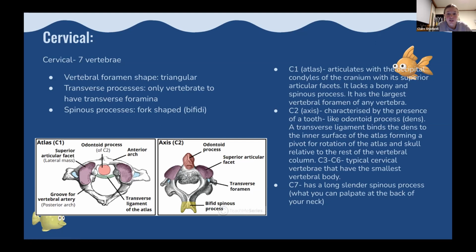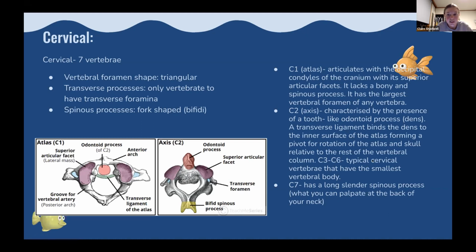And then this C2 is characterized by the presence of a tooth-like odontoid process. So the dens, this is it here. And this dens is actually originating from this C1 body, but it ends up joining to the C2 and unjoining from the C1 and is held by this transverse ligament here. And that's what allows your head to rotate on your body.